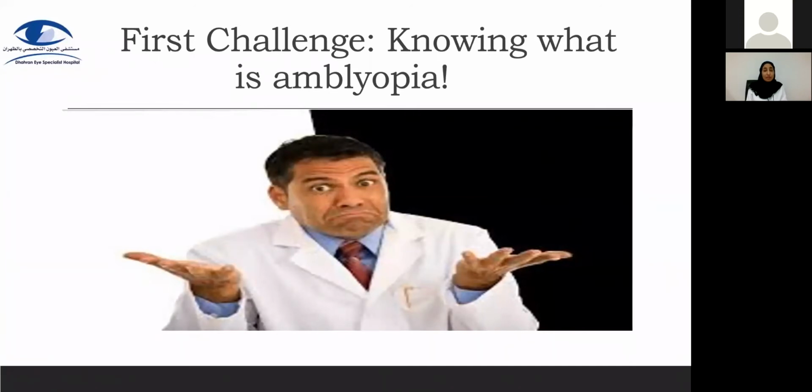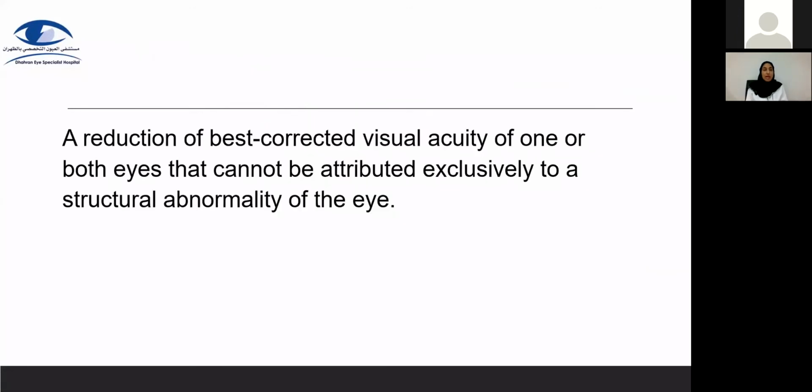Now, when we talk about amblyopia, a lot of the physicians consider amblyopia only if there is a decrease of vision in one eye and the other eye is 20/20. And this is a bit of a misconception, since amblyopia is defined as the reduction of best corrected visual acuity of one or both eyes that cannot be attributed exclusively to a structural abnormality of the eye.